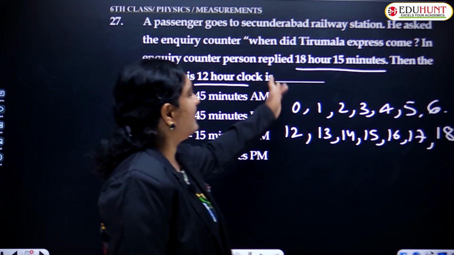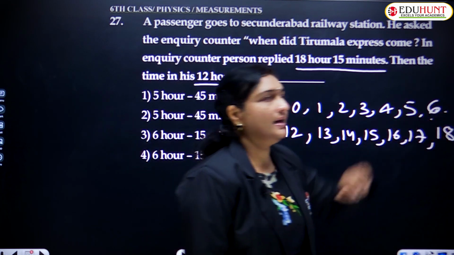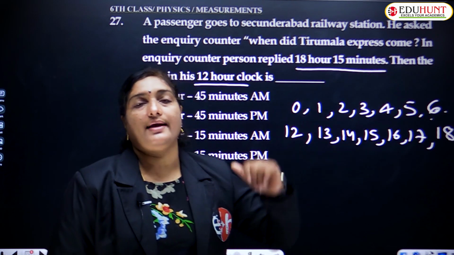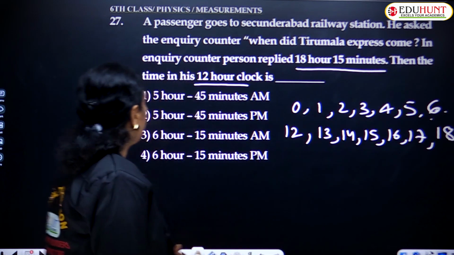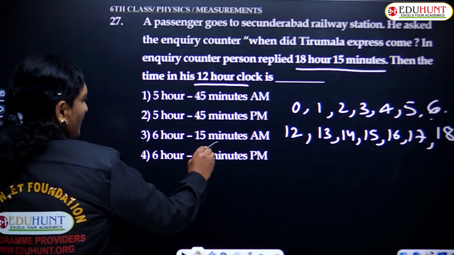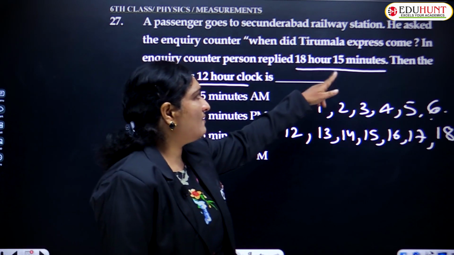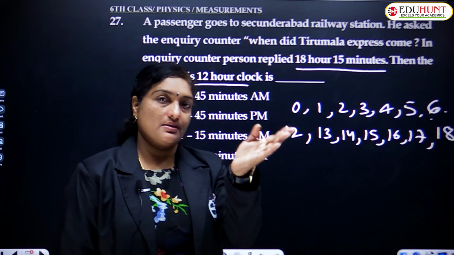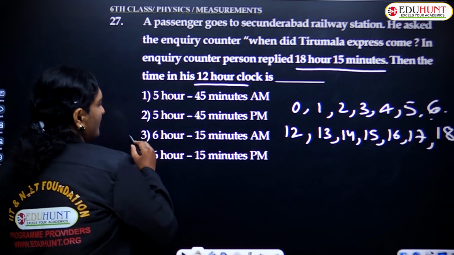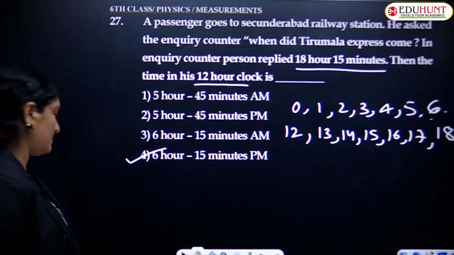Okay. 18 hour 15 minutes means what is that? 6:15. So in the afternoon at 6:15 p.m. the train is supposed to come. Okay. So where is that? 6 hour 15 minutes. Is it AM or PM? Afternoon. So in the 24 hour clock this is counted as afternoon. Okay. So 6 hour 15 minutes. It's not AM. It is PM. Okay, children. Fourth option. Next.